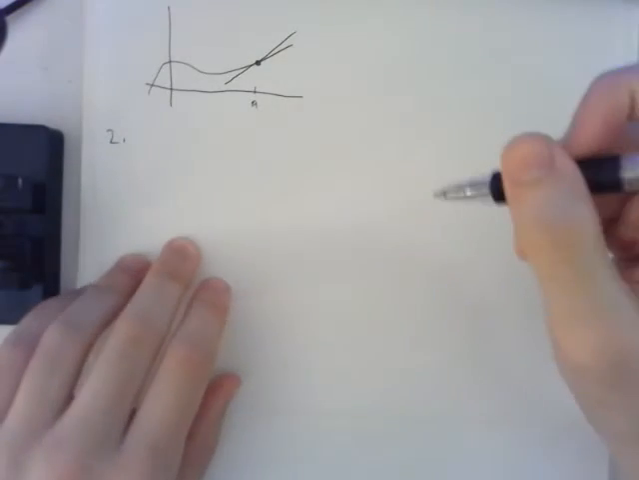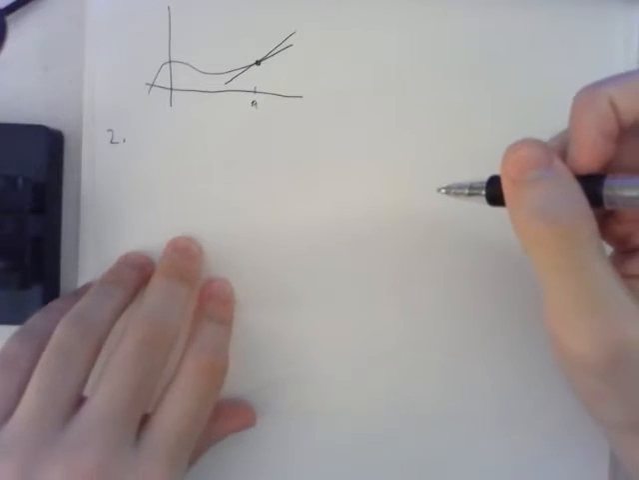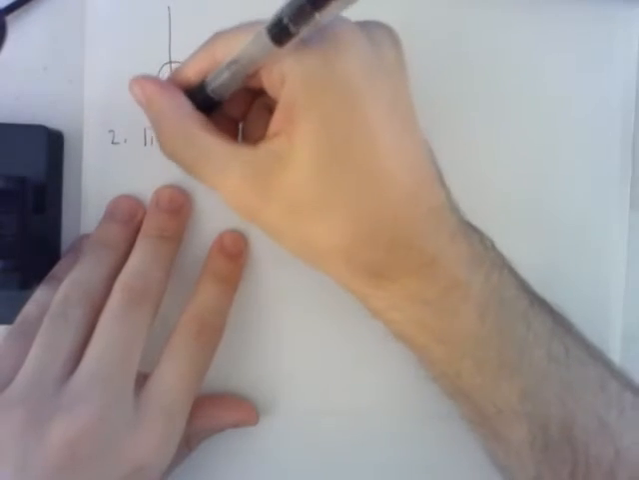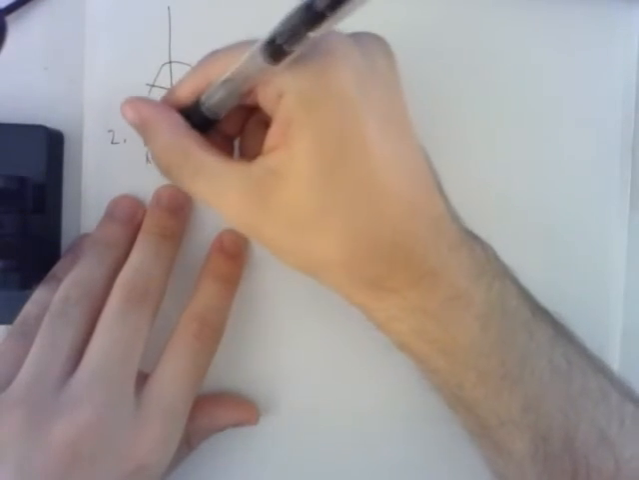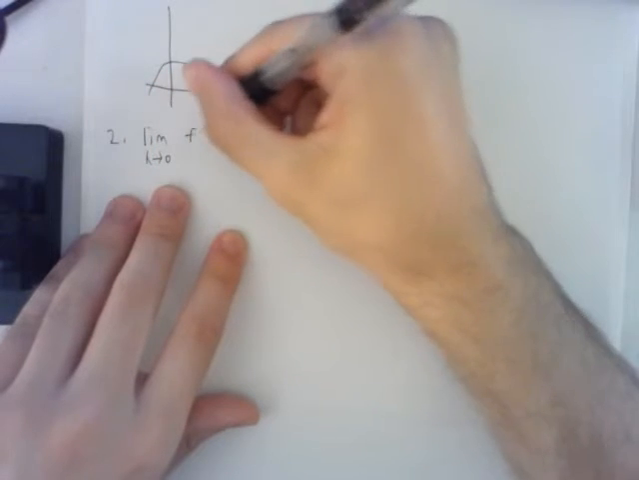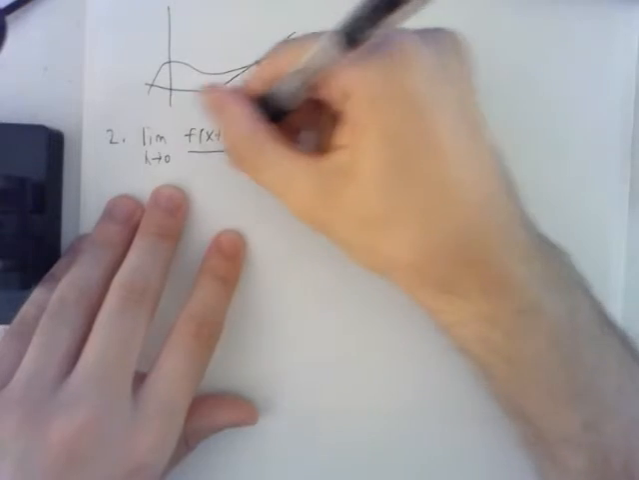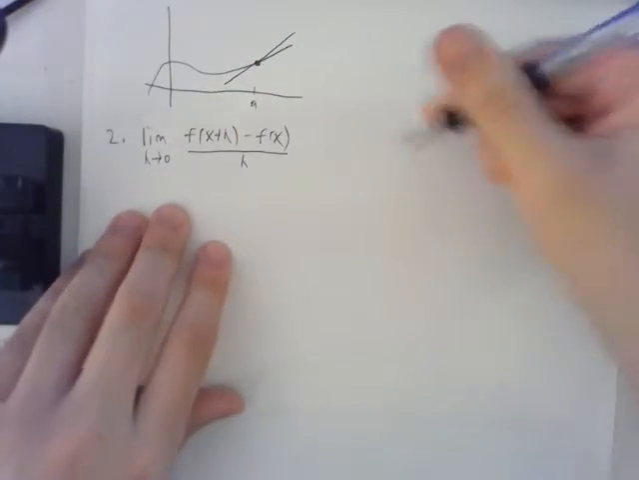Okay, so in problem 2 from homework 2, you're asked to find the derivative of several functions using the limit definition. So just to recall, the limit definition says that the derivative is equal to the limit as h goes to 0 of f of x plus h minus f of x, divided by h. So this is what we're going to be using throughout this problem.